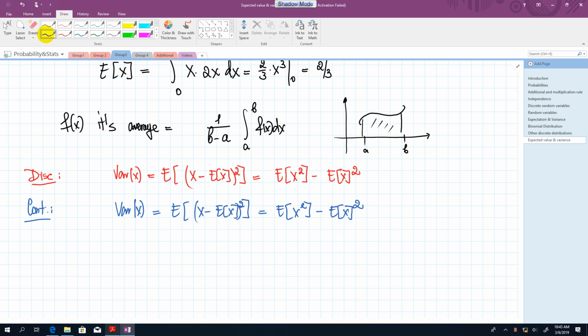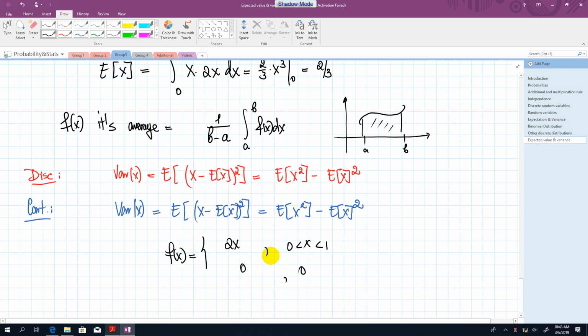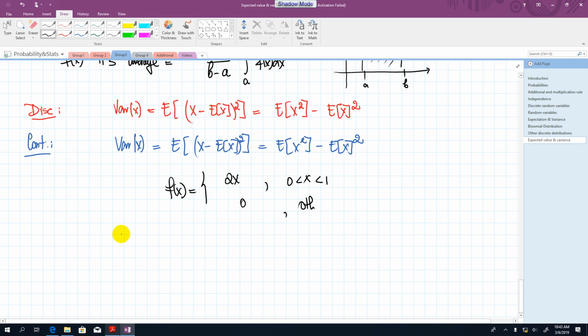Okay, for the previous example, could you please try to calculate the variance, where f of x is equal to 2x, and 0 otherwise, so x can take values between 0 and 1. Previously we calculated the expected value of x. It is equal to what? 2 over 3, right? So then what is the variance?